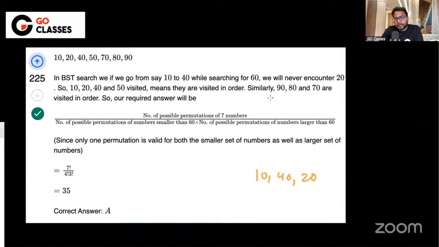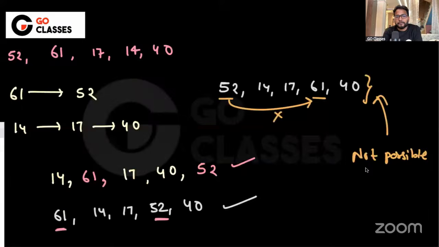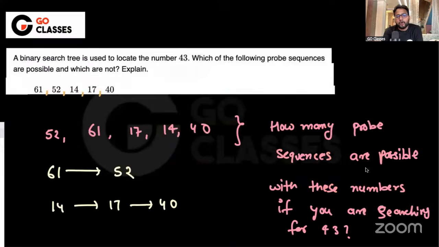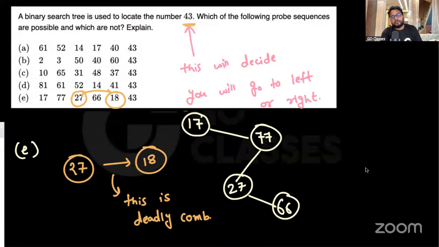But you know the trick, right? You have to divide into two parts. One is lesser than 60, one is greater than 60. Lesser than 60 has to be in increasing order, greater than 60 has to be in decreasing order, and that's all. Then you can solve these kinds of problems very easily. How many probe sequences are possible? This is also a very nice problem. Now I hope you have understood the whole part of this.